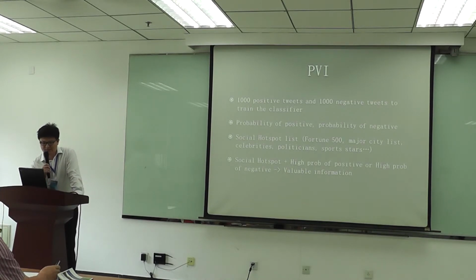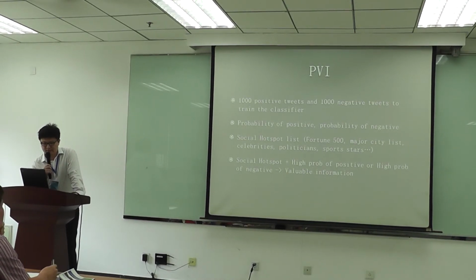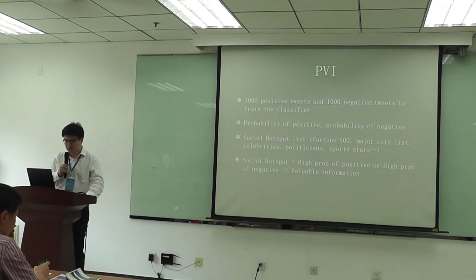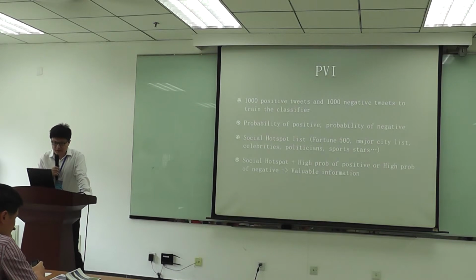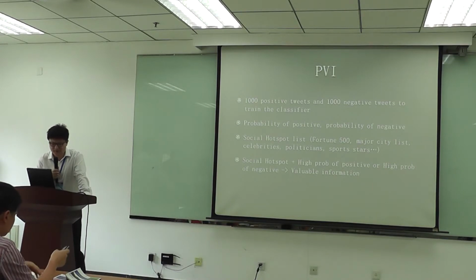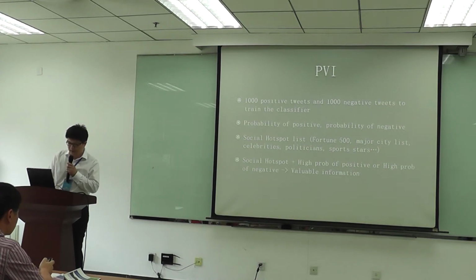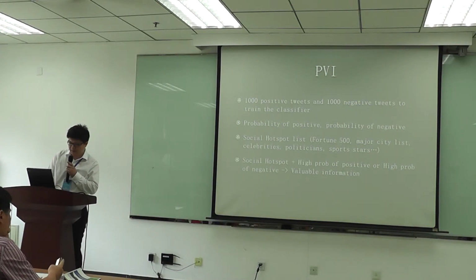The second way we discover valuable information is by traditional machine learning techniques. Here we collect 1,000 positive tweets and 1,000 negative tweets. I know the number is quite small, but I'll explain to you why later on. And then we learn each word's probability of being positive and its probability of being negative.